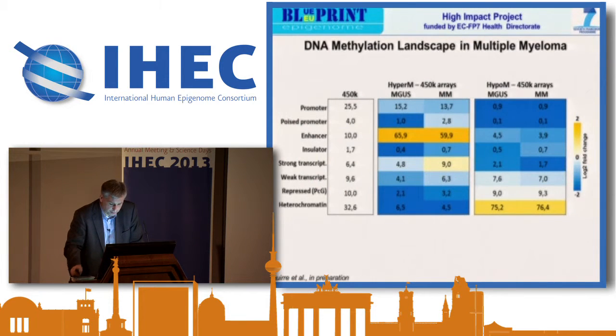Now, if we have a more detailed look based on 450K arrays, which parts of the genomes are altered, then it immediately strikes you that there is obviously a very high hypermethylation, both in MGUS, which is a kind of precursor of multiple myeloma, and multiple myeloma itself in enhancer regions, such enhancer regions which are obviously playing a role in B cells. We have to say these data come from lymphoblastoid cell lines, which are probably the closest normal cells as compared to plasma cells. So there seems to be a strong enrichment in enhancer regions.